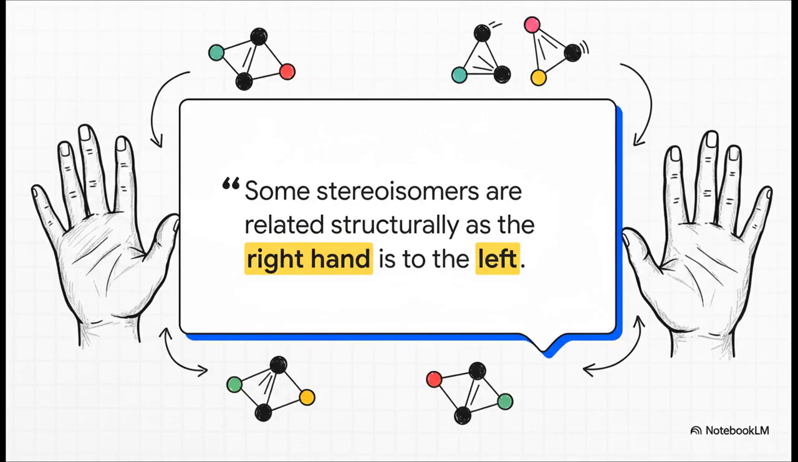And handedness is the perfect way to think about it. Seriously, look at your hands right now. They're mirror images of each other, right? They have all the same parts, a thumb, four fingers, but try to lay your left hand perfectly flat on top of your right hand. You can't. They just don't line up. They are fundamentally different in their 3D shape. Well, molecules with a chiral center are exactly like that.